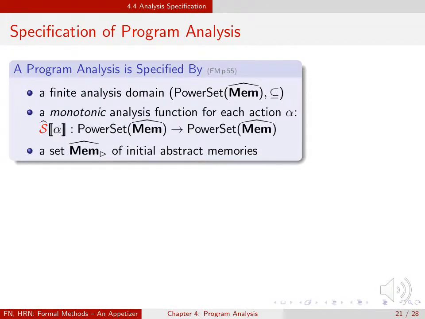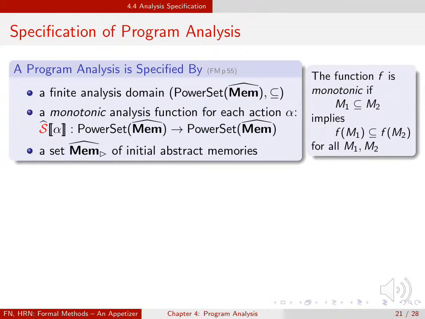So let us make it clear what we mean by a specification of a program analysis. There must be a finite analysis domain, and for us it will be a power set of abstract memories. There must be monotonic analysis functions for each action alpha, and a set of initial abstract memories. We have not considered the concept of being a monotonic function before. It means that if we apply the function to a larger set, then also the result will be larger.